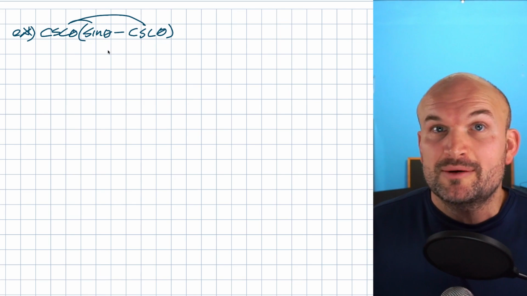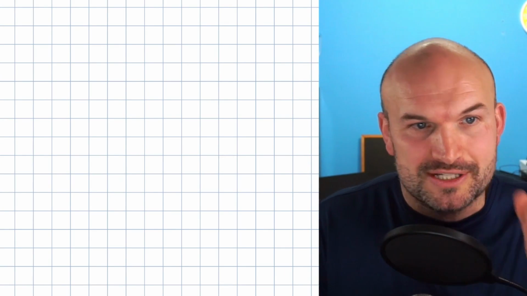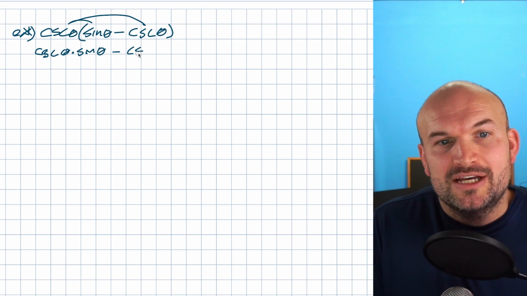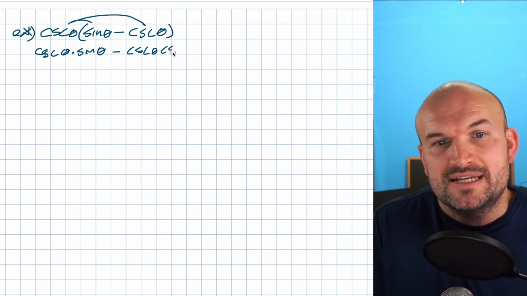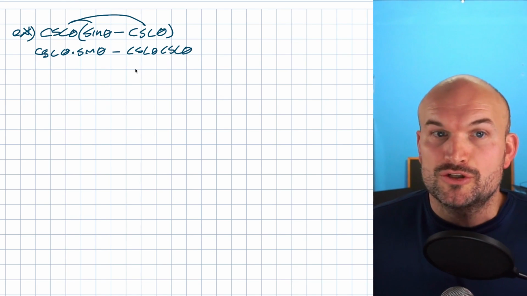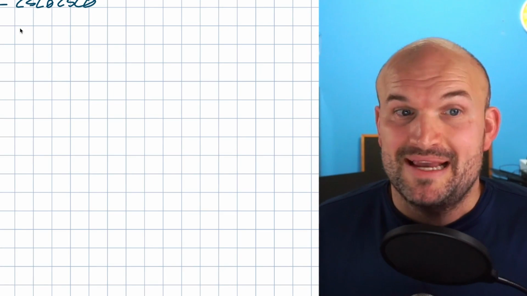That's the good old distributive property. It works for numbers, works for variables, and it works for our trigonometric functions. So when I do that, what I'm going to have is a cosecant of theta times a sine of theta, and then minus a cosecant of theta times a cosecant of theta. Now again, you don't need to write down the second line, but I think it's always helpful to show our work, especially just to make sure we're not making any mistakes.